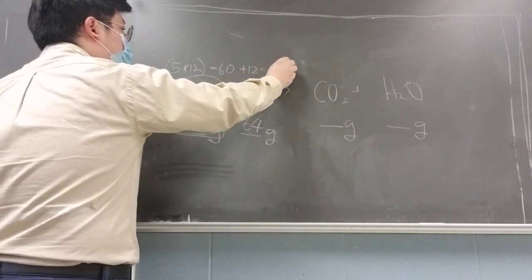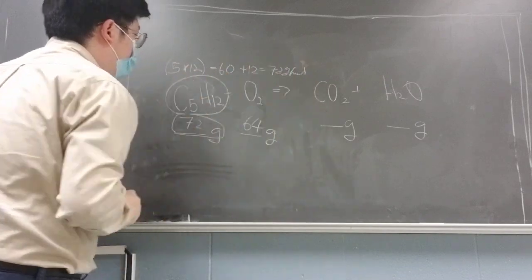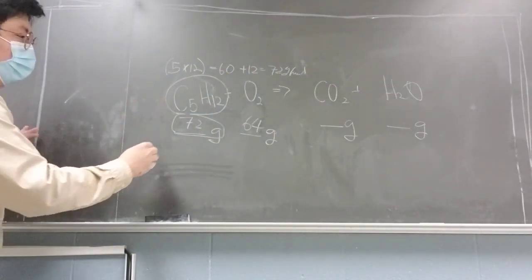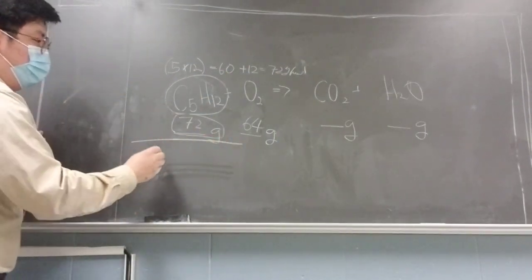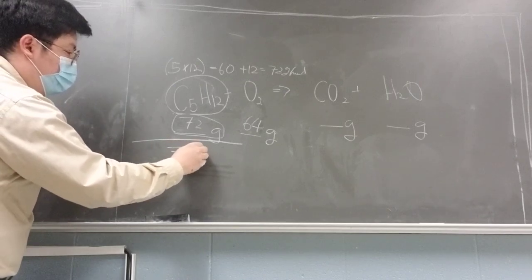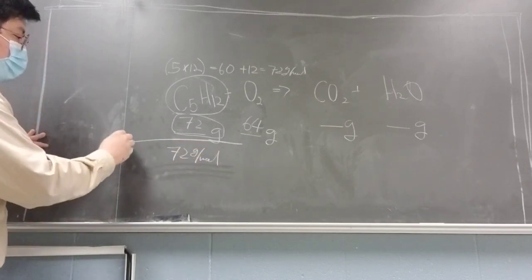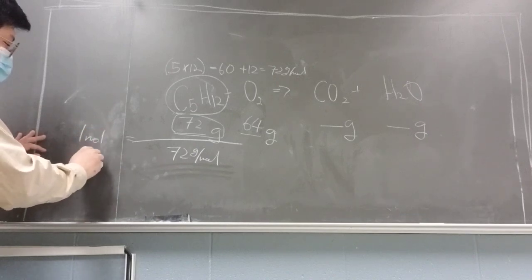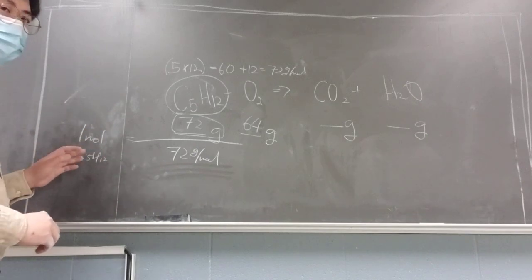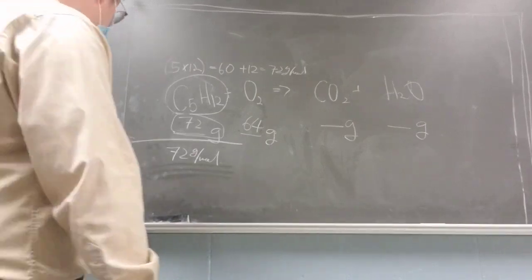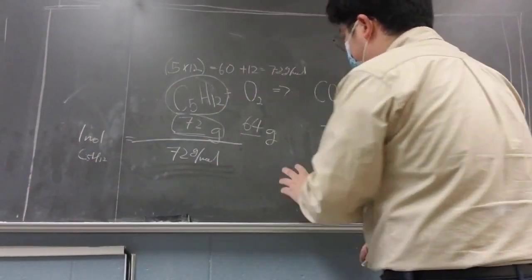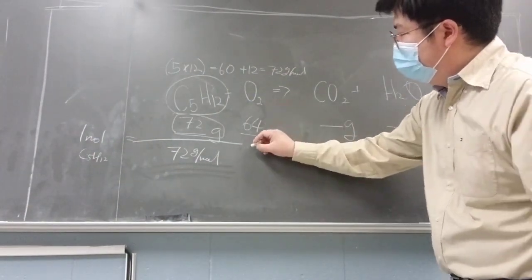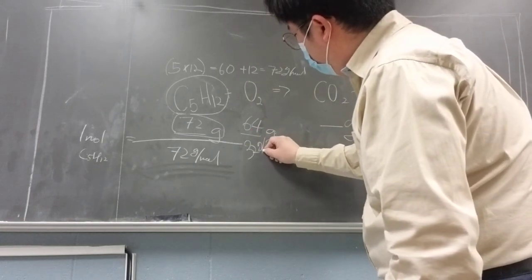So 72 grams per mole. Okay? So that is the molecular weight of this organic compound. And we're going to divide this actual mass again by 72 grams per mole. And that gives you 1 mole of C5H12, which is actually pentane, but you don't have to know that now. And for this one, oxygen, you're going to have 32 grams per mole.